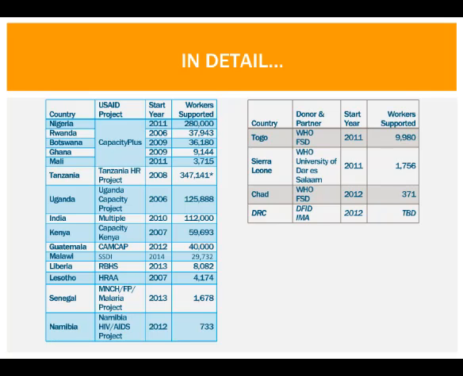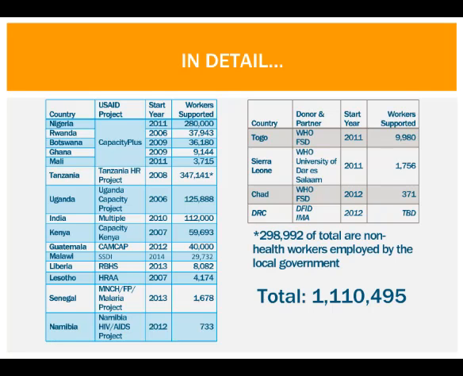So in some detail, you can see all of the countries here, the projects or donors that support them, as well as the number of workers that are supported in the system. The vast majority of these are health workforce records, for a total of 1,110,495 records at our most recent count. Now, I want to draw your attention to this asterisk on Tanzania, where it's noted that 298,992 of the total are not health workers.